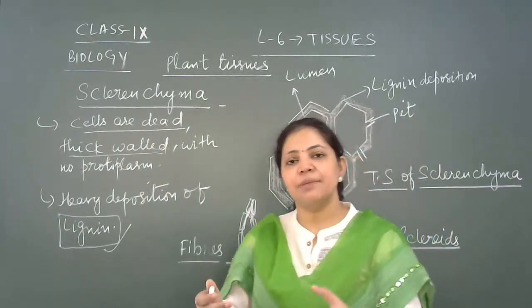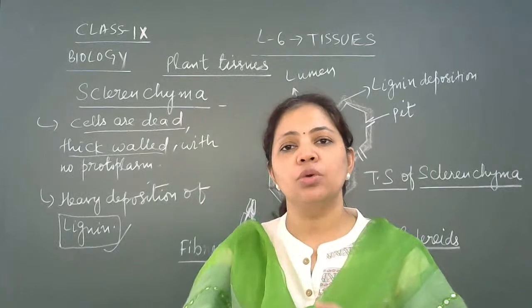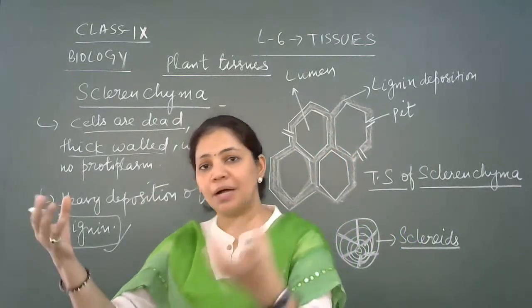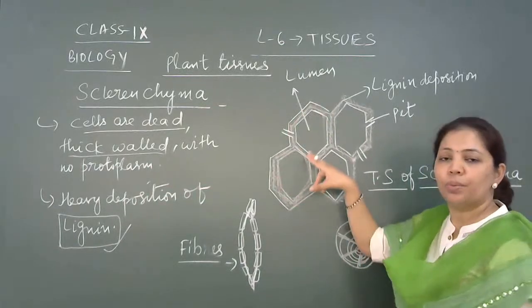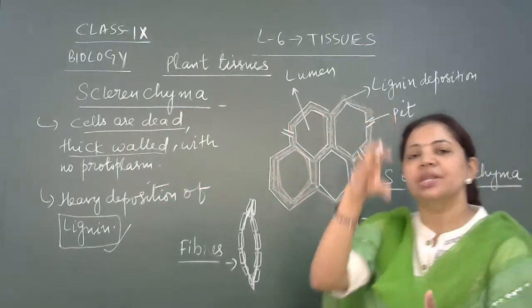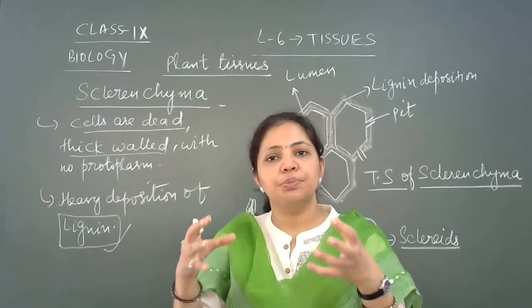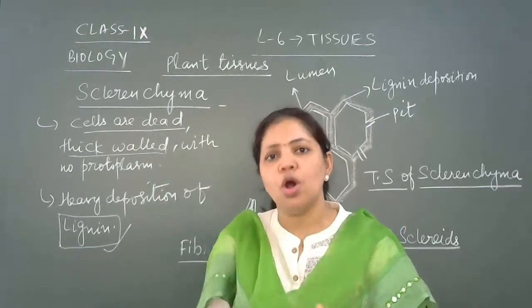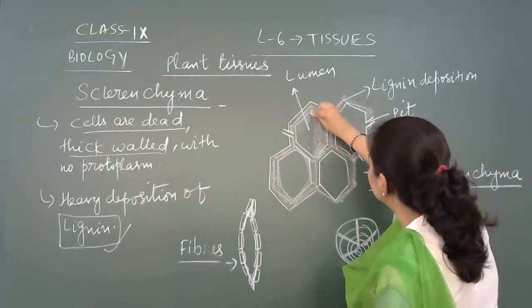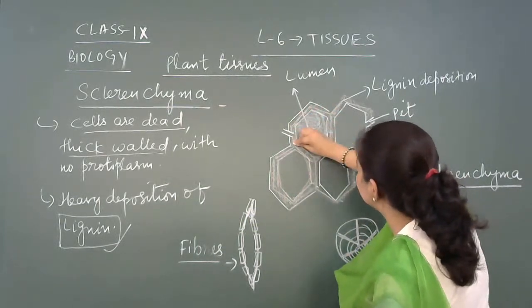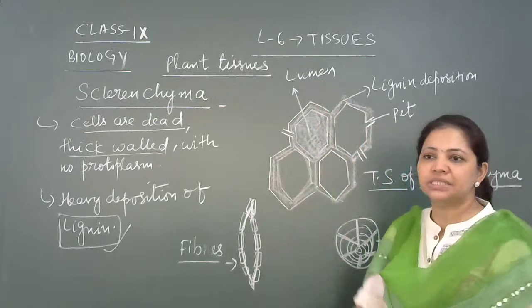So as the cells move towards maturity and grow, the deposition of lignin on the cell wall of the sclerenchyma tissue cells becomes heavy, and this deposition becomes sometimes so heavy that the space inside the cell is totally absent. We call it the lumen of the cell.